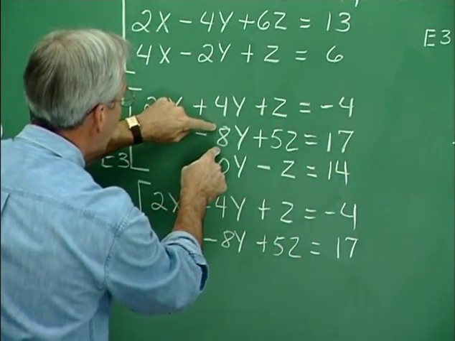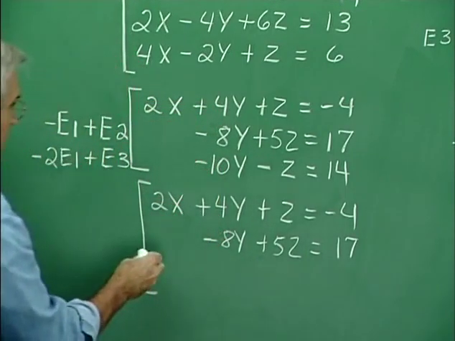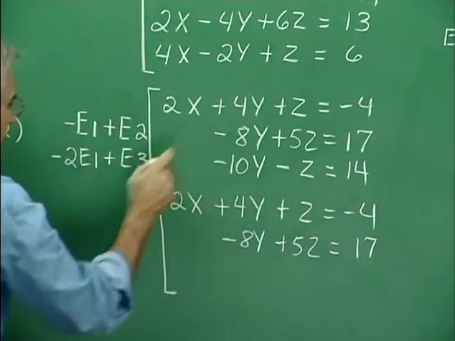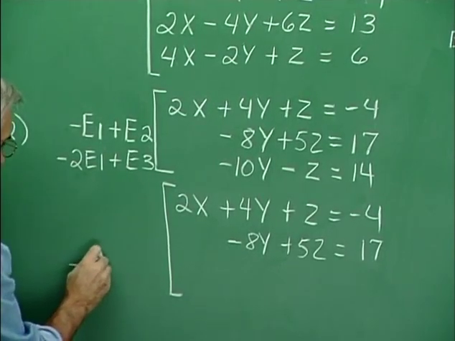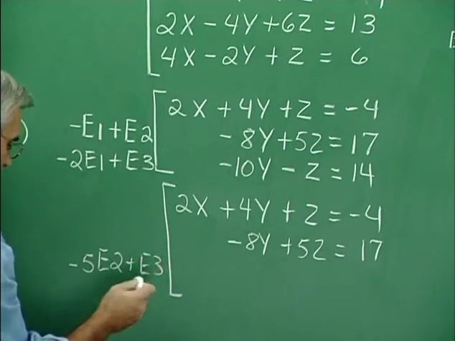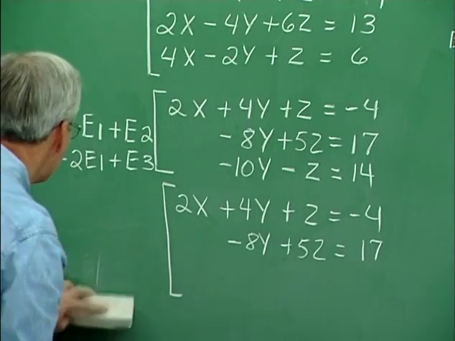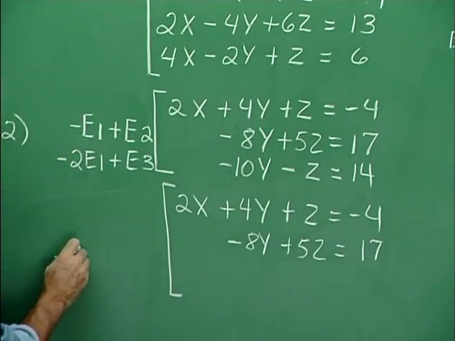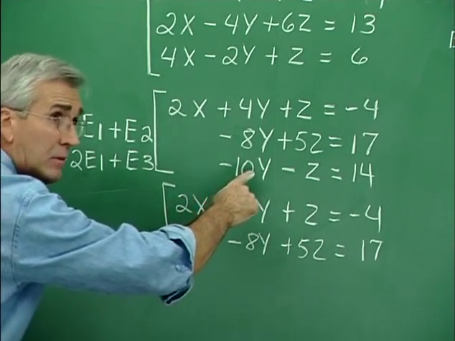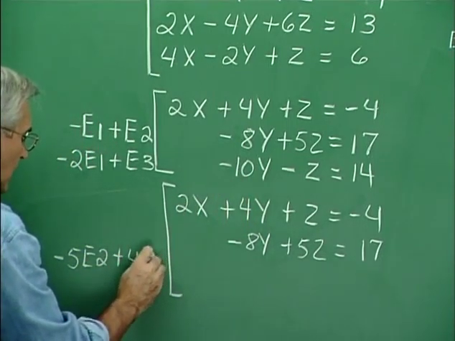I need to multiply here by 5 and here by 4, and I need to accomplish a sign change at the same time. So if I multiply here by 5, I'll make it negative 5. Negative 5 times equation 2 plus equation 3, wait a second, I have to multiply in equation 3. I can't just add it. So I have, let me give myself more room, negative 5 times equation 2 plus, now in order to get to that common multiple of 40, I need to multiply this by 4. So it's plus 4 times equation 3.